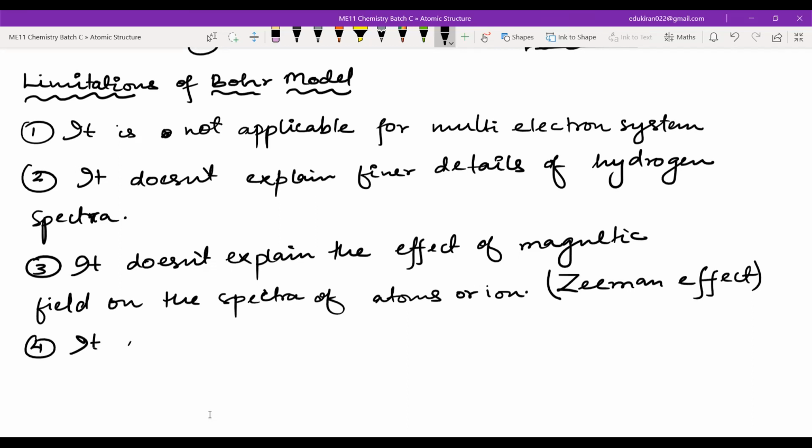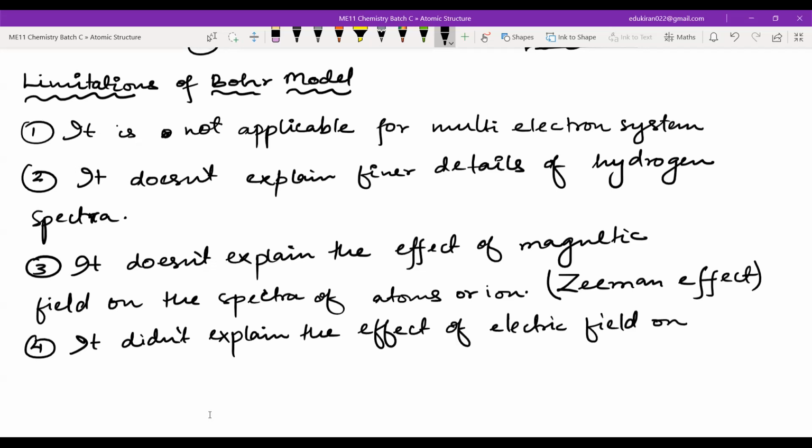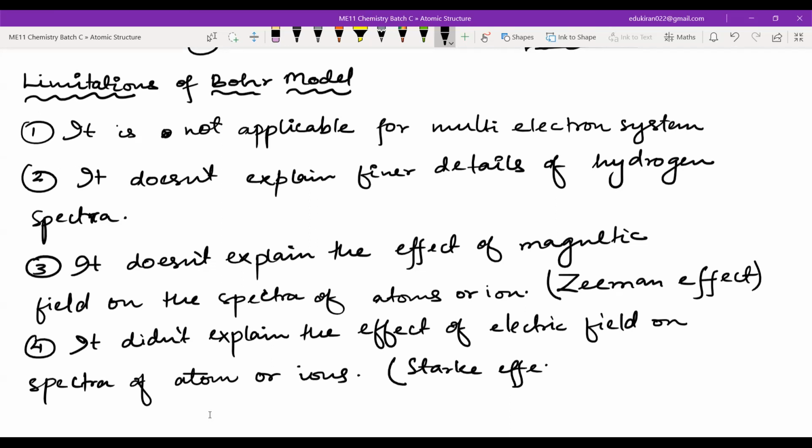the effect of electric field on the spectra of atoms or ions. This effect of electric field on the spectra of atoms or ions is known as the Stark effect. Fifth point is that.